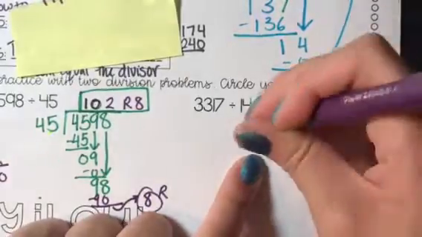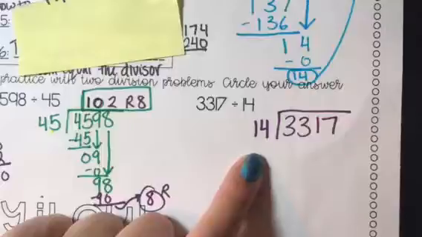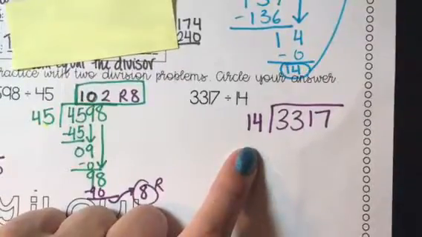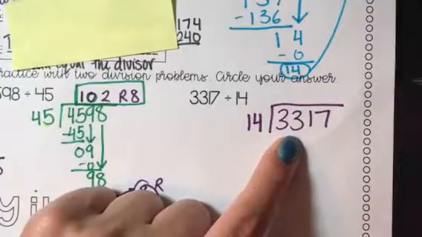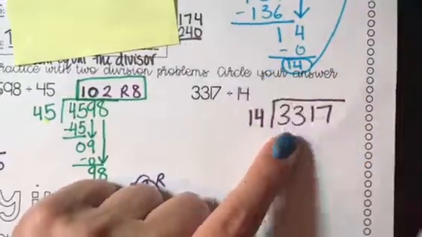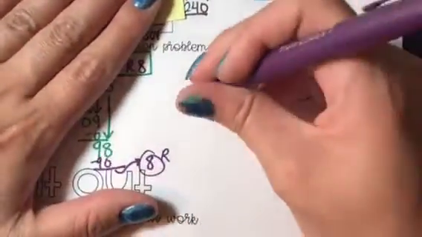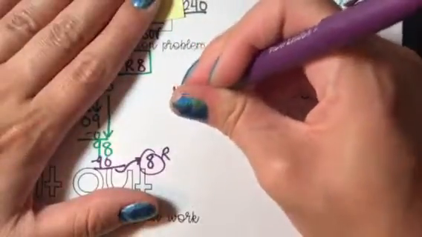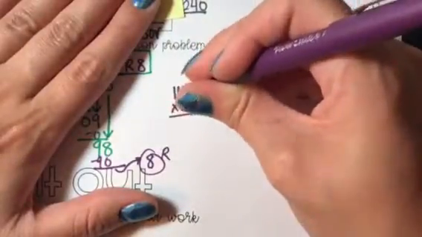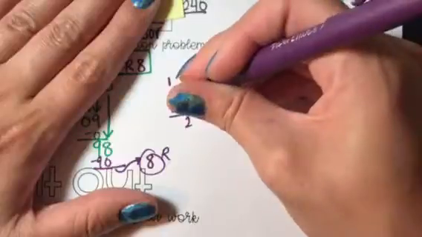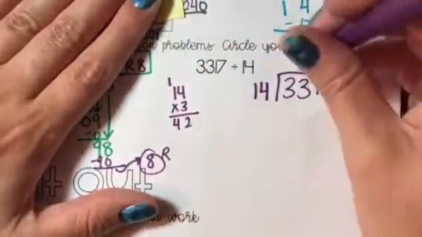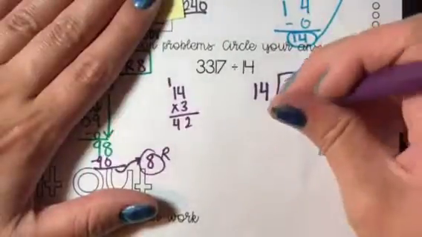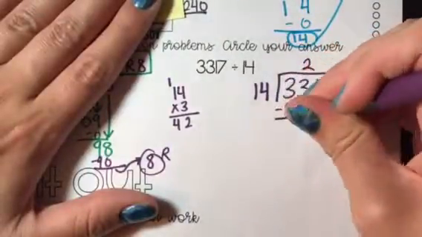3,317 divided by 14. 14 does not go into 3. It does go into 33. I think 2 times. I'm going to be sure. So I'm going to put 14 times 3. Let's see if it'll fit there. 4 times 3 is 12. 3 times 1 is 3 plus 1. Nope, that's too big. So I'm going to go down and make 14 times 2, which is 28.